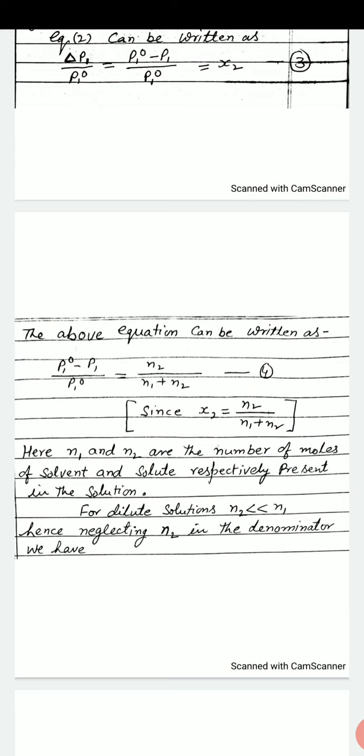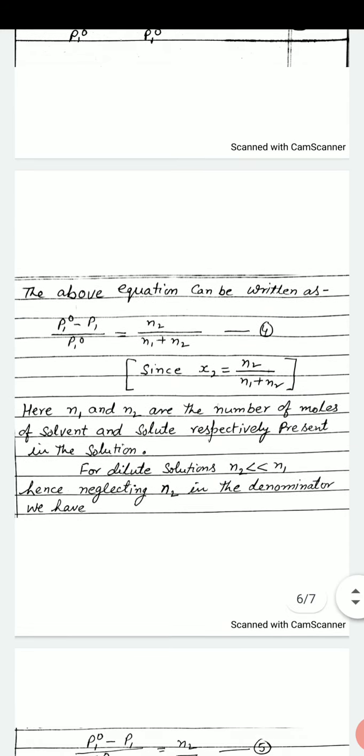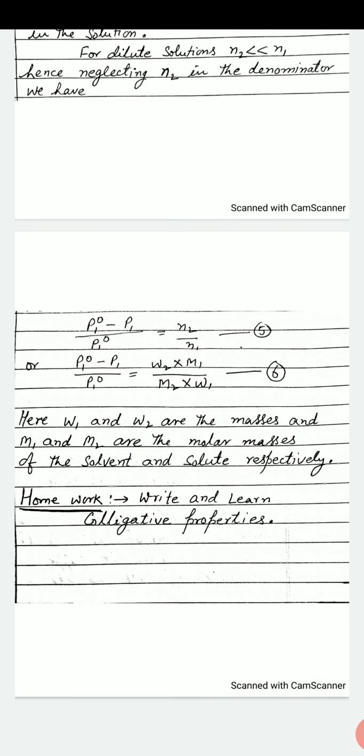For a dilute solution, n2 is much less than n1, hence neglecting n2 in the denominator we have (P1⁰ − P1) / P1⁰ = n2 / n1, equation 5, or (P1⁰ − P1) / P1⁰ = (w2 × M1) / (M2 × w1), equation 6.